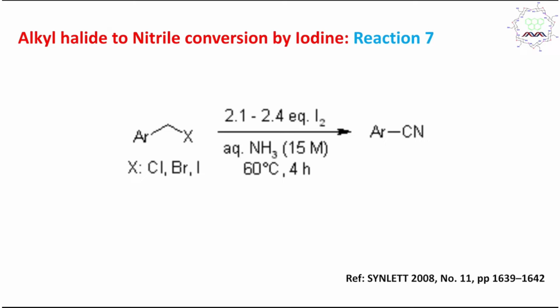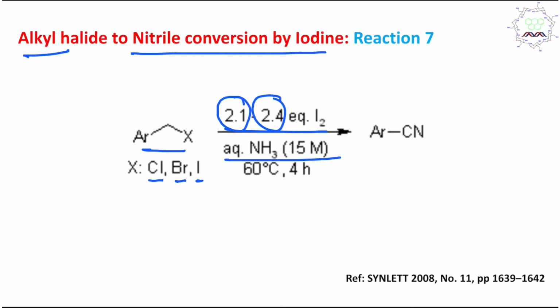Now let's come to another example, alkyl halide to nitrile conversion by iodine. This is the RX, alkyl halide. In this case, this RX where X equals Cl, Br and I, reacts with ammonia and iodine, 2.1 to 2.4 equivalents. Alcohol and alkyl halide have the same oxidation state. Alcohol to aldehyde needs 1 unit of iodine. Aldehyde to carboxylic acid another 1 unit. So overall we need 2 units.